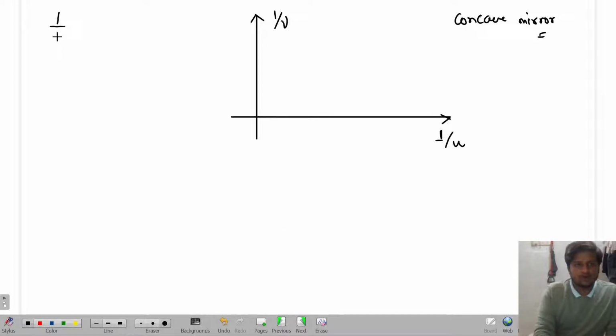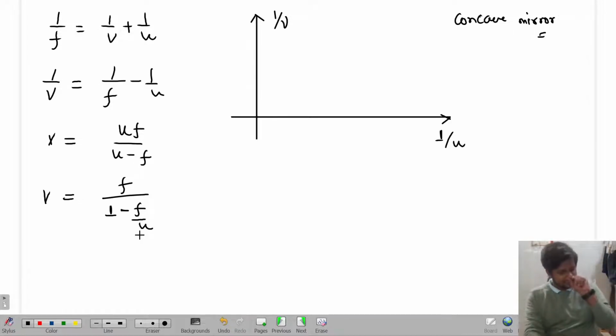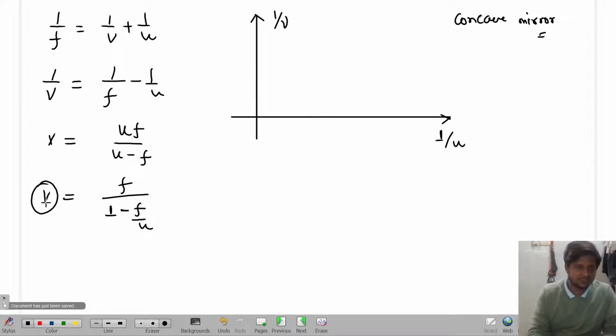So you know that the mirror formula is 1 by F is equal to 1 by V plus 1 by U. I can write this 1 by V as 1 by F minus 1 by U. If you take the LCM, you can write V as U into F divided by U minus F. If you still have the problem, take U common over here, it will be F by 1 minus F by U. So this is the relation, you got one relation for image distance with respect to object distance.